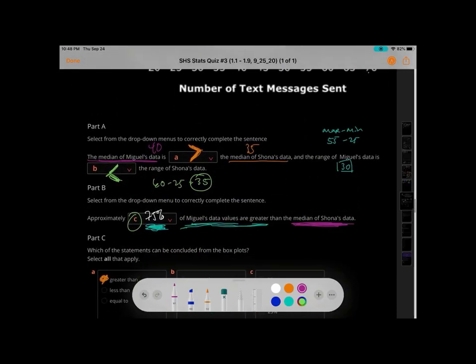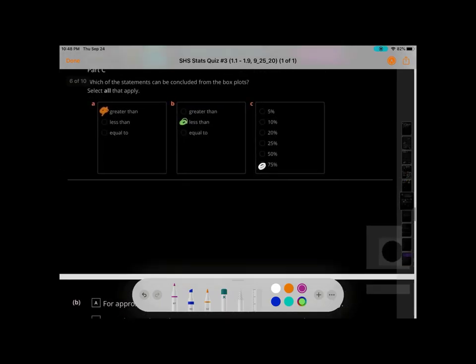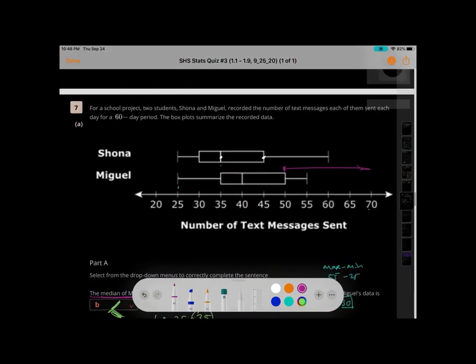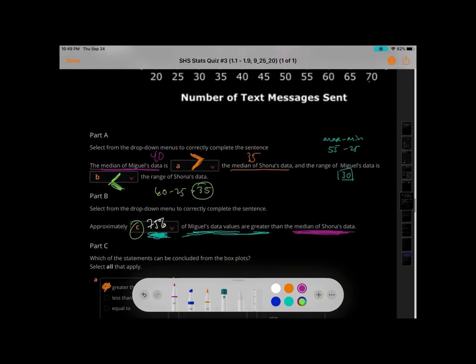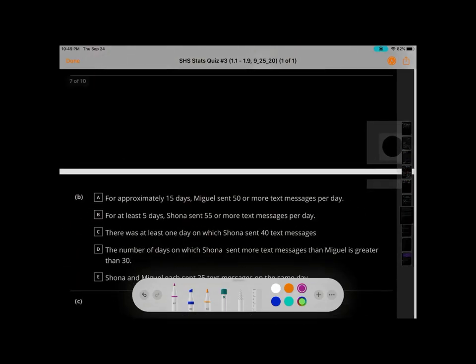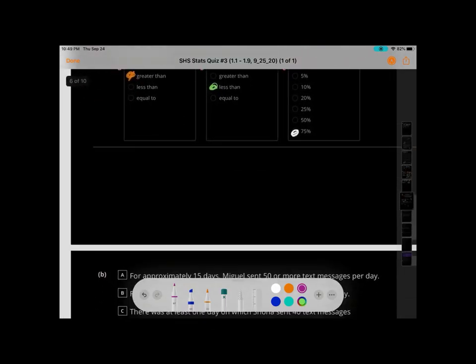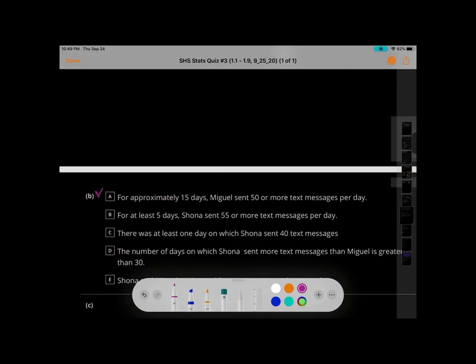What was the question? Approximately 15 days. Okay, so from here to there, that represents 25% of the days. And if you multiply 60 days times 25%, that's 1/4, right? So 1/4 of 60 is going to equal 15. So I think we're marking true responses. So this would be correct, true.